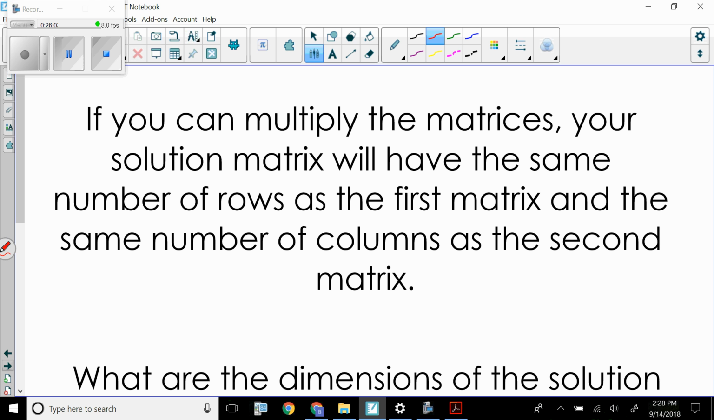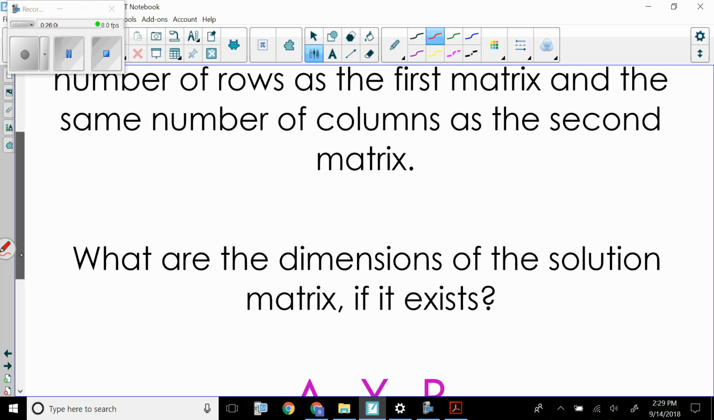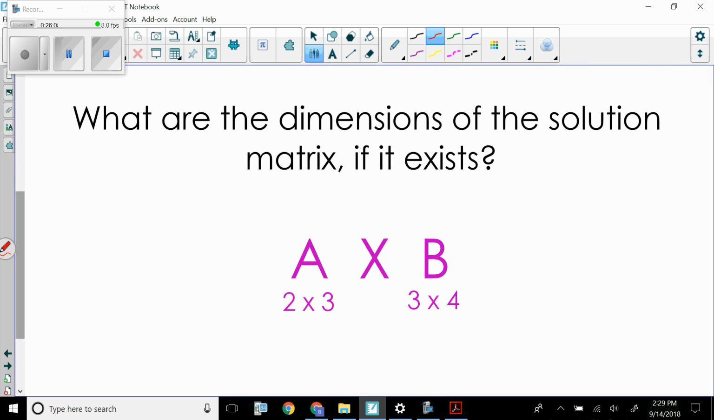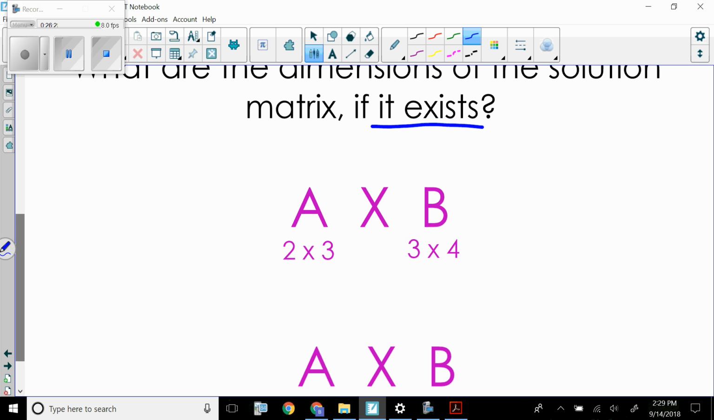Okay, I'm not going to read this out to you. Great time, again, to pause the video here, write this, and then I'm going to talk a little bit about it. Now that you've had a chance to write this part down, it says, what are the dimensions of the solution matrix if it exists? So first I need to figure out if I can do this. If A is 2 by 3, well, this 3 better match that 3 over there. And they do. Because they match, I am allowed to do this multiplication. These match, so I can do it.